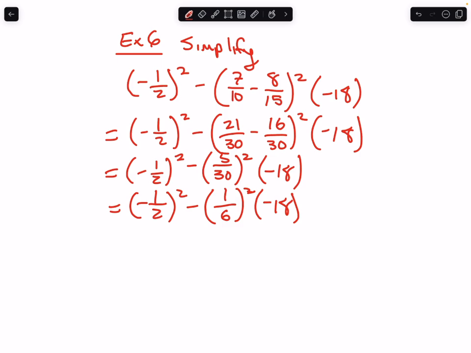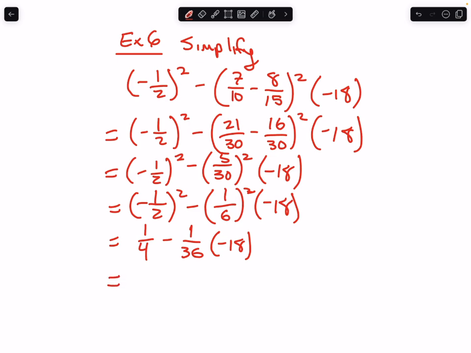Okay, now we have two different grouping symbols with exponents on them. So first we take -1/2 and square it. So you square the numerator, square the denominator. -1/2 squared, -1/2 times -1/2, is 1 over 4. And 1/6 times 1/6 is 1/6 squared, which is 1 over 36 times the -18.